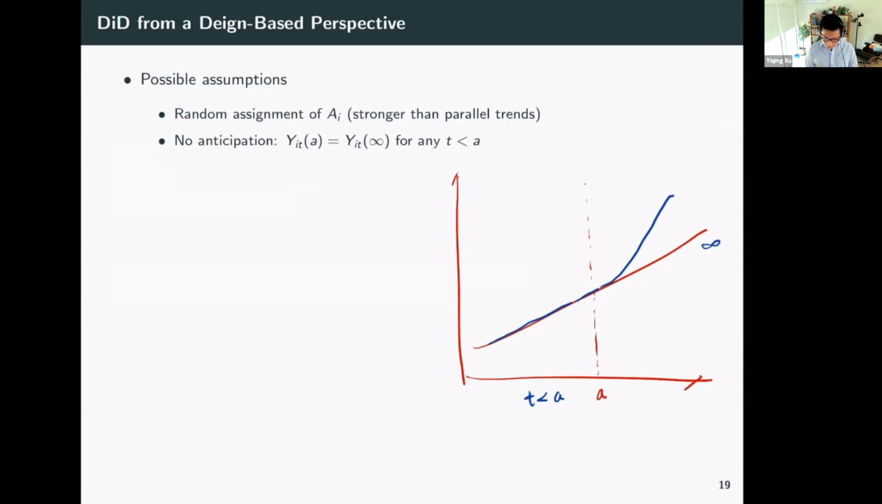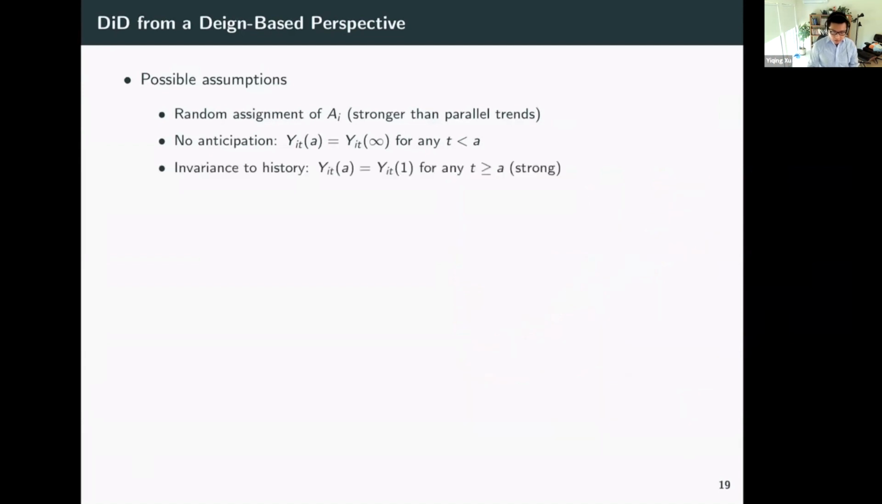If this is a potential outcome Y under A, if you have an assumption like this, but before A it is already divergent, then you have anticipation, right? That is not satisfied. This assumption is, I think, a reasonable one, but it can be violated by data. If you anticipate a policy is going to affect you, people adapt to that future policy change and the potential outcome changes. Okay, and sorry, the next one is invariance to history.